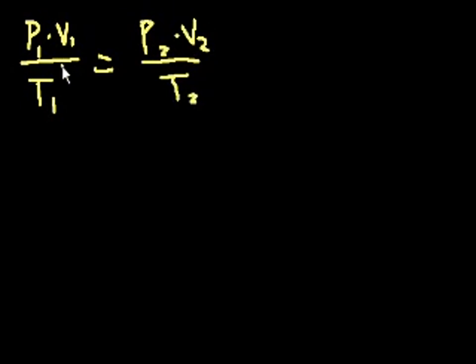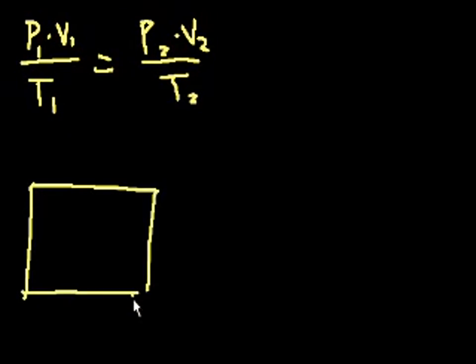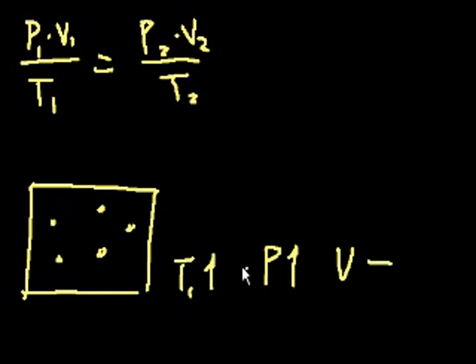Let's say, what happens if I have another box, and I have my particles bouncing around like always, and they have some volume and some amount of pressure. What happens when the temperature goes up? Well, I'm saying that the average kinetic energy per molecule is essentially going to go up. So they're going to bounce against the walls more. So if they bounce against the walls more, the pressure is going to go up, right? Assuming volume stays flat.